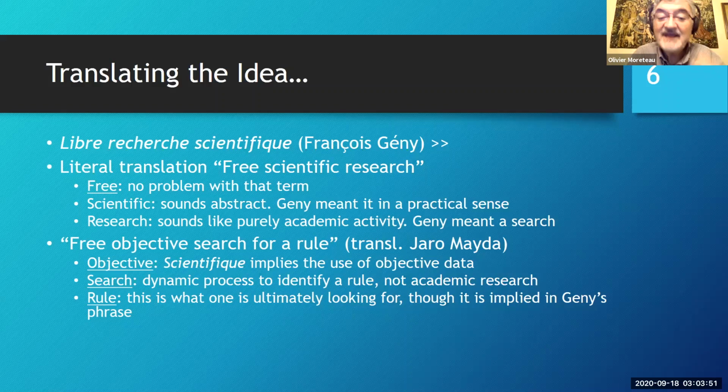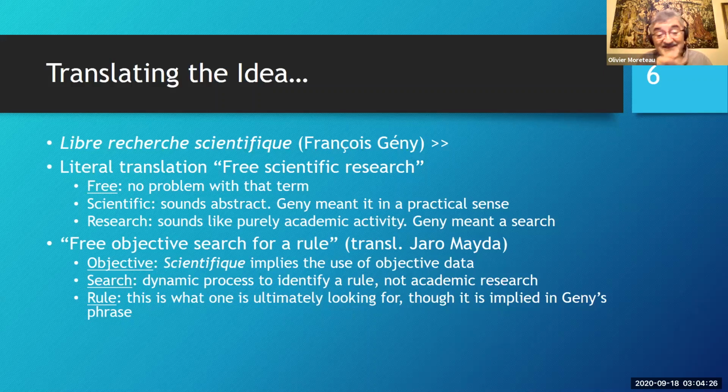The word free has no problem, so he starts with free. But instead of scientific research, he has free objective search. You are searching using objective criteria, but he thought that the phrase also has to tell the reader what it is that you are searching for, because free scientific research could apply to astronomy, to biology, to physics, to anything. So he has coined that phrase, free objective search for a rule.